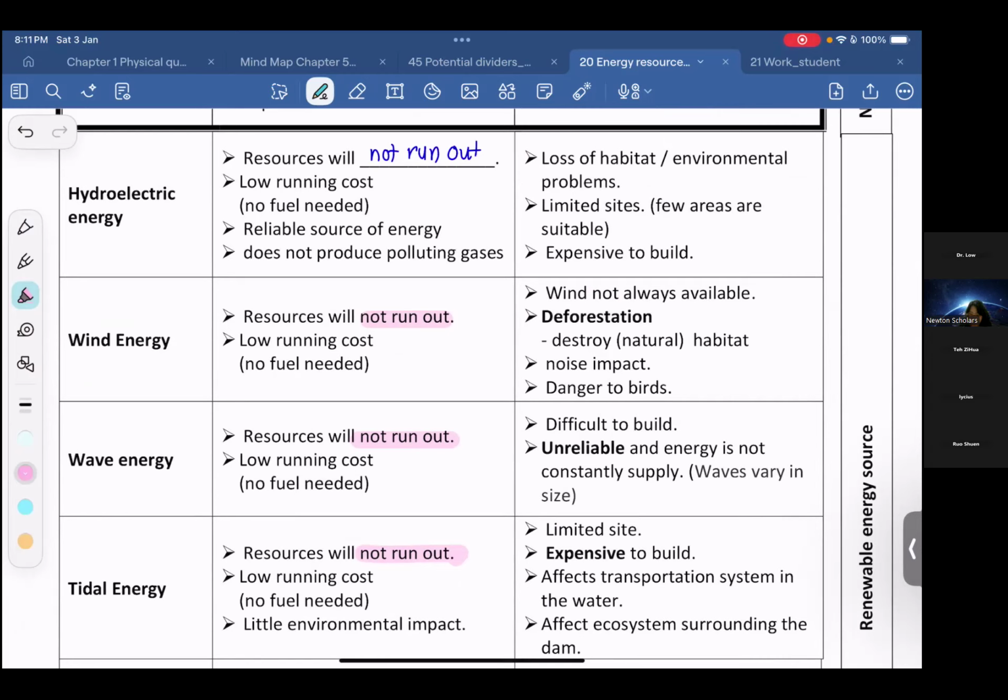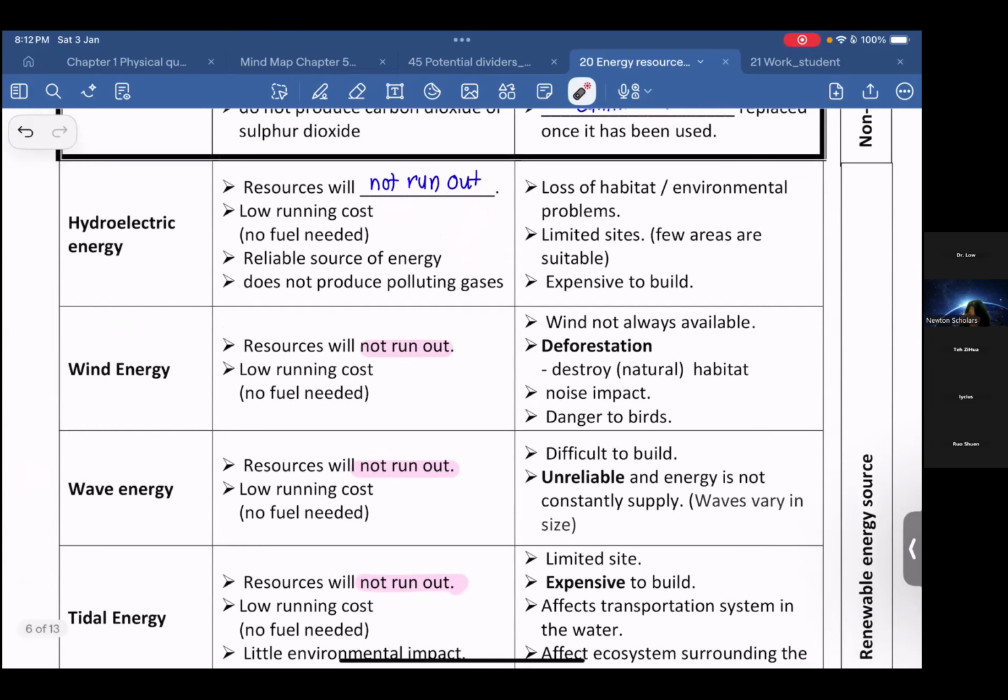Then for hydroelectric, low running cost, no fuel needed. Reliable, does not produce polluting gas, because no burning. Then here the disadvantage: will lose the habitat, limited site. Not all places you can build a hydroelectric power station. Expensive to build, but when you are running it, it's cheap because no fuel is needed.